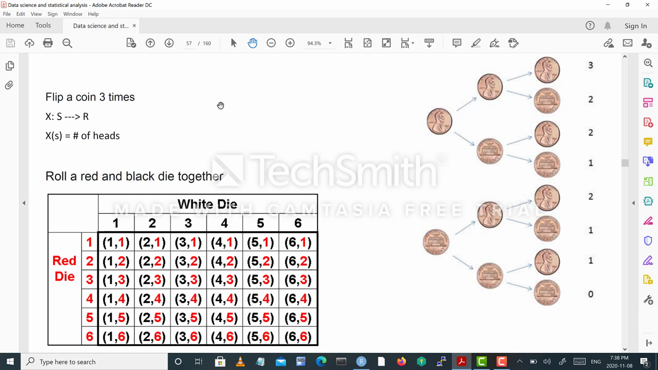In the second example, we roll a white die and a red die, and we get pairs of numbers from 1 to 6. If we write down all these pairs, we get altogether 6 times 6, which is 36. If we pick randomly one of these events, the probability of selecting only one event is equal to 1 divided by 36.